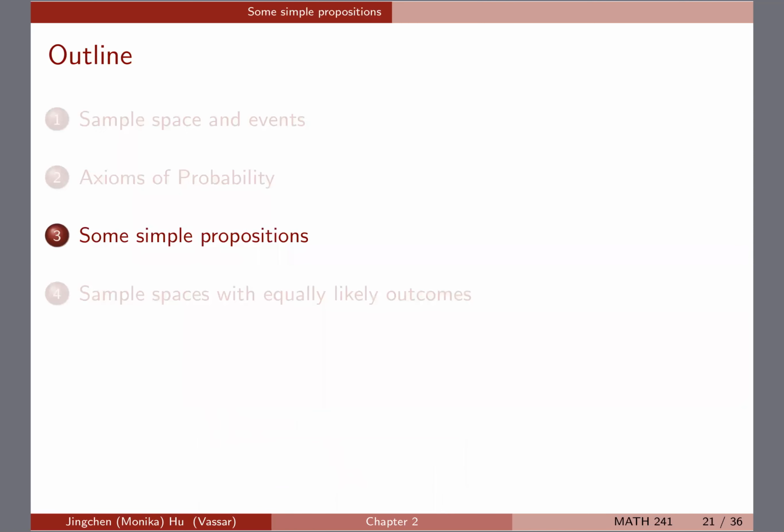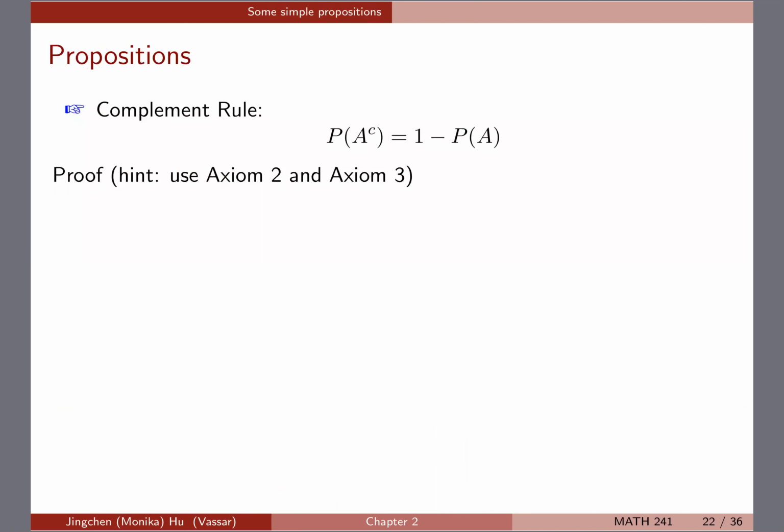I also want to preview some of the simple propositions, and in class we're going to take time to prove them one by one. The first one is the complement rule. The notation here is that we are using A with the superscript C to represent the complement event of A. So the probability of the complement event A^C should be 1 minus the probability of event A itself. This is the complement rule.